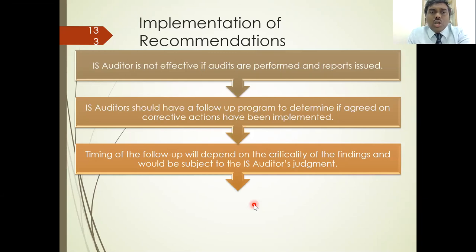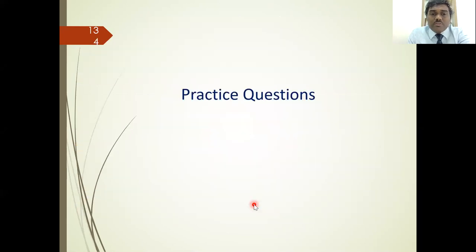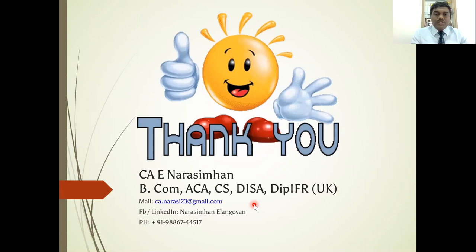Implementation of recommendation: if the controls are not effective, the auditor should have a follow-up program to verify that. Sometimes follow-up may not come within the scope of the audit, but you have to take care of that. So that is about this particular section.